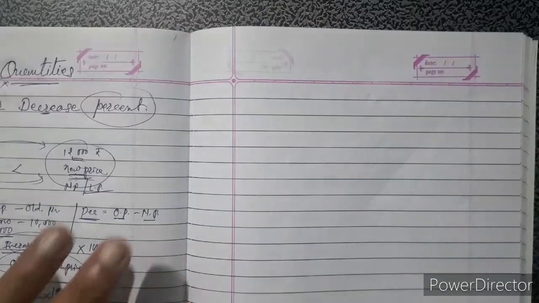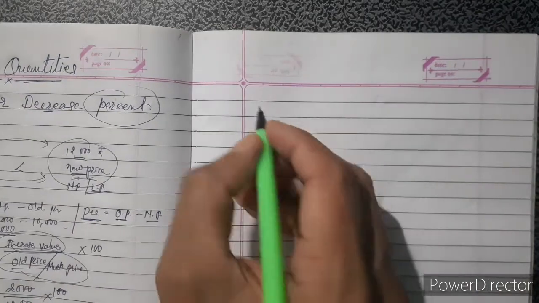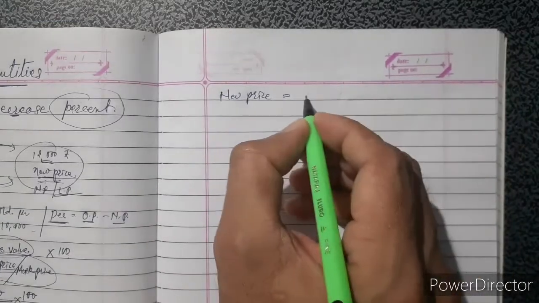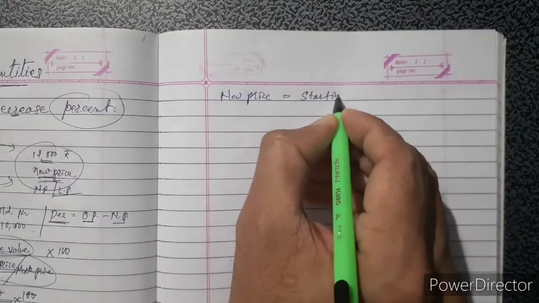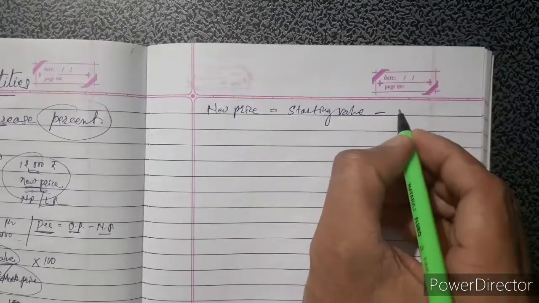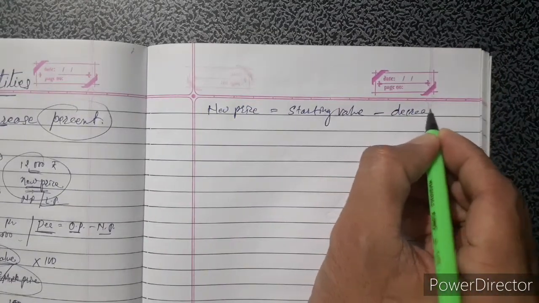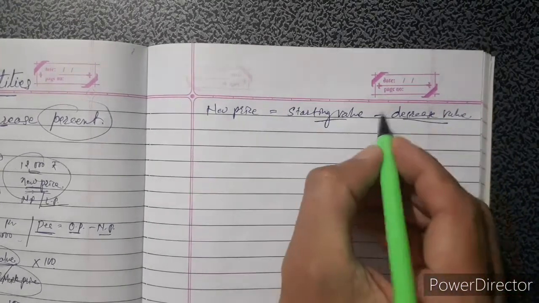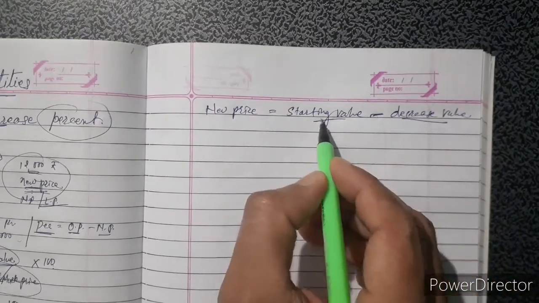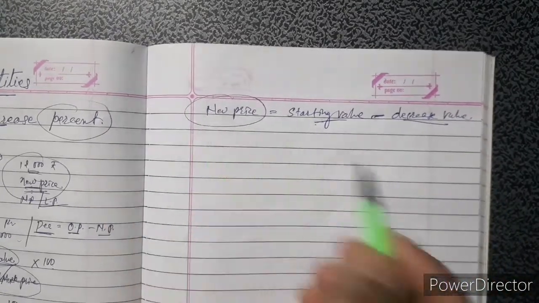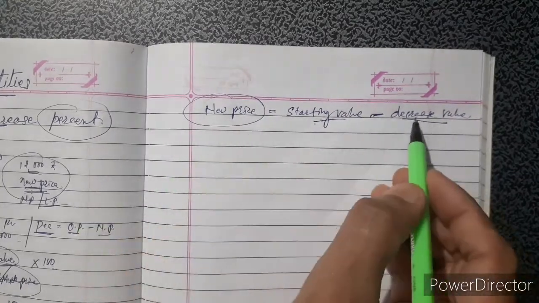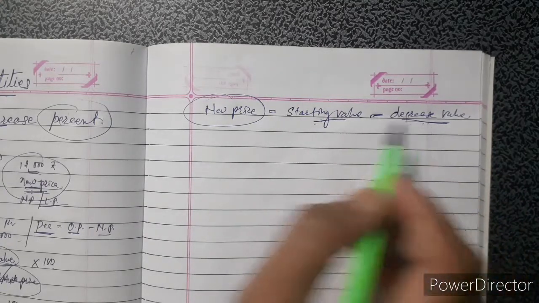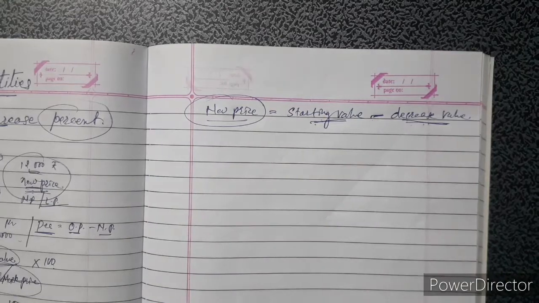Same for decreasing also. When you want to find the new price and you get a decrease, that time it is the starting value minus the decrease value. Means if you get an increase, you just add the increasing value to the starting value to get the new price, otherwise last price. And if the decreasing value is given, you just subtract the decreasing value from the starting one, and you get the new price.